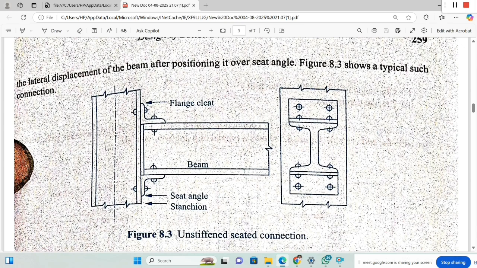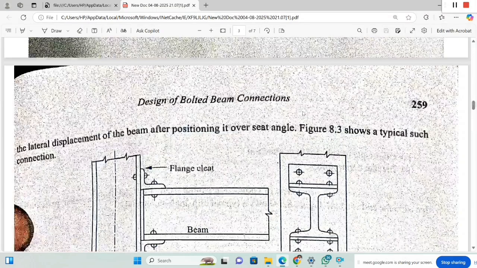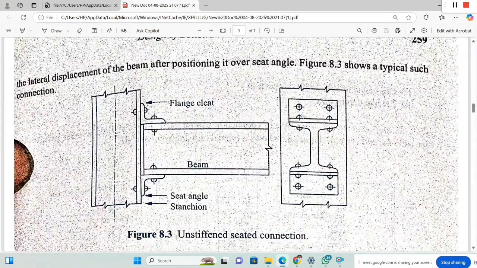This is the side elevation, first diagram, and this is the sectional elevation of the beam. Here the beam, an I-section, is resting on the cleat angle, and the cleat angle is connected to the flange of the column at the bottom and at the top. So here the magnitude of shear force to be resisted is greater when compared to the previous one.